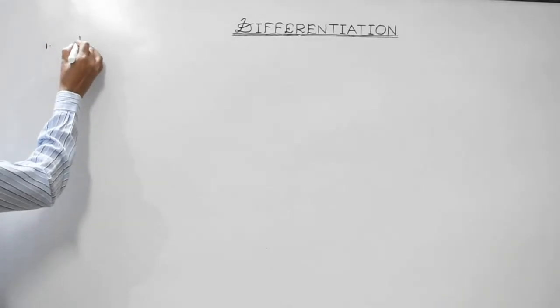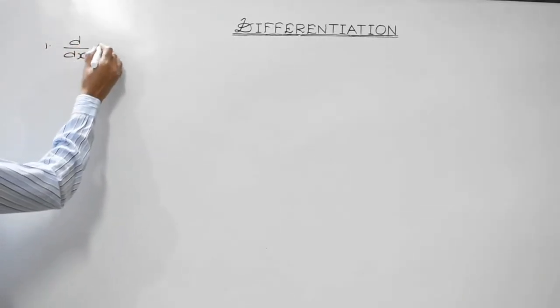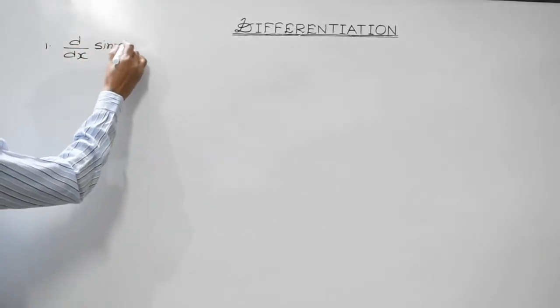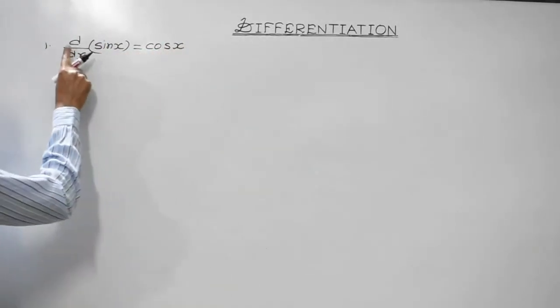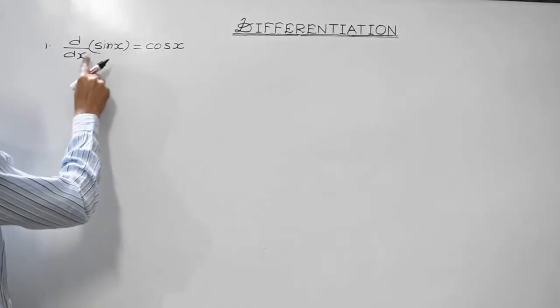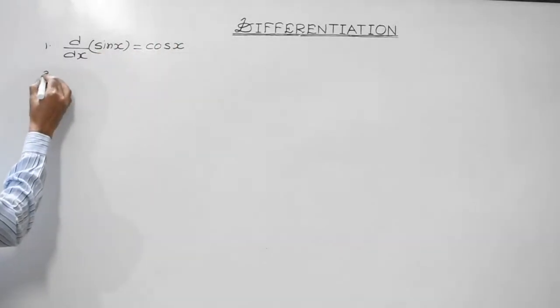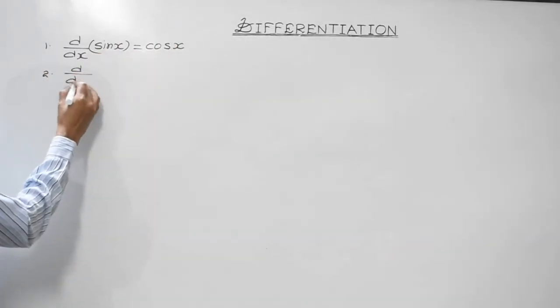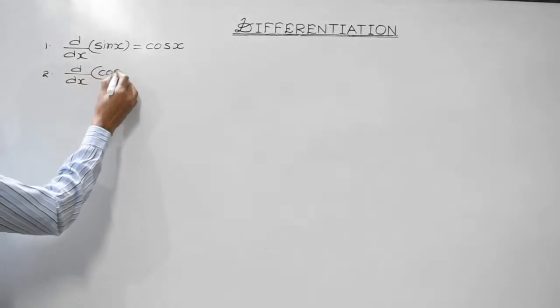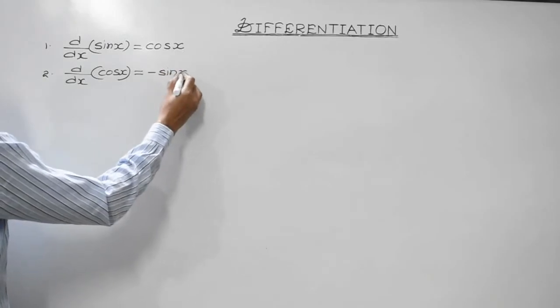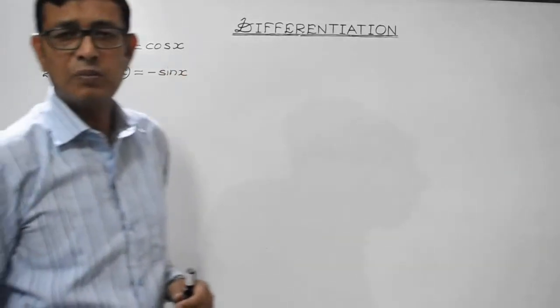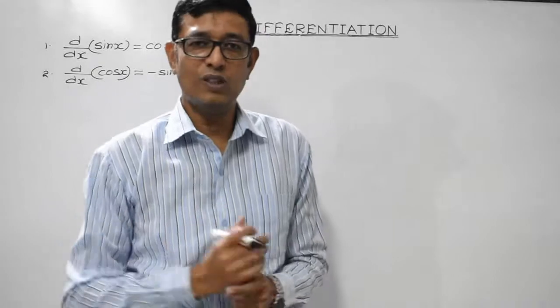So differentiation of sin x, it is cos x. Differentiation, it is read as differentiation of sin x with respect to x, that is cos x. Differentiation of cos x with respect to x, it is minus sin x. And as I told you students, this involves mathematical verification of each and every formula.